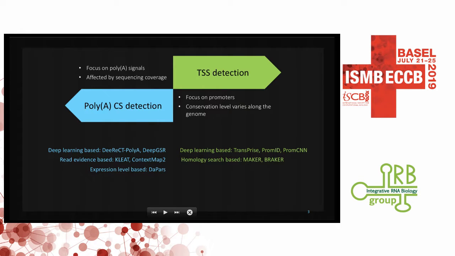For the poly-A CS detection, on the other hand, there are three mainstream approaches. The deep learning ones generally focus on the poly-A sites associated with the poly-A signal, which is the hexamer. However, not every poly-A CS is associated with one, so ignoring those sequences may affect the sensitivity as well. And then there is a read evidence-based approach represented by CLEAT, and also expression level-based approaches represented by PARSE. These approaches are heavily influenced by the library preparation and read coverage.